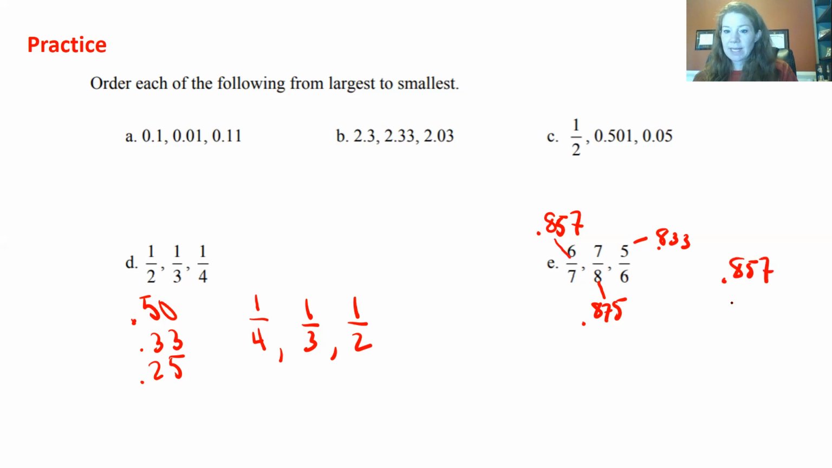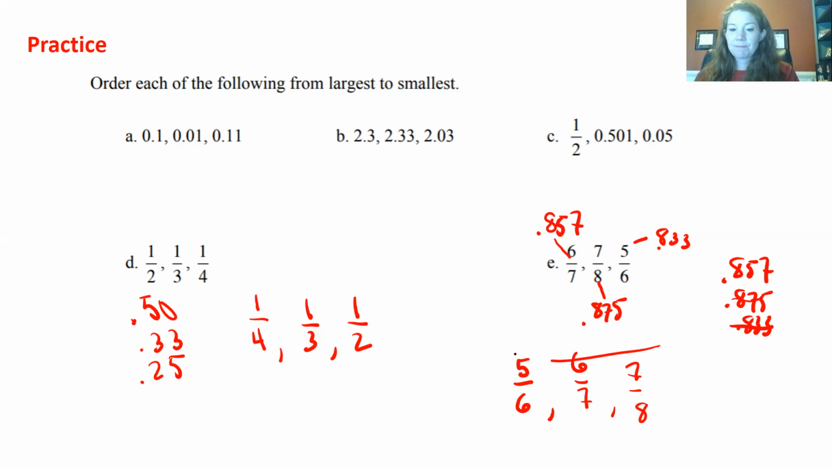we can compare the places. So you always want to line up your decimals. I didn't do a great job of that, but I got a little close. All right, so the tenths places are all the same. So then we go to the hundredths places, and it tells us that 5/6 is the smallest, 0.83. And then we have 0.85, so 6/7 is the middle, and the biggest number is 0.875, so 7/8 is the largest number.